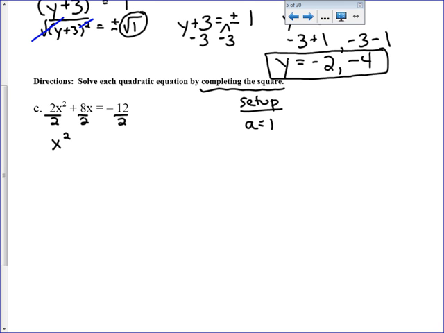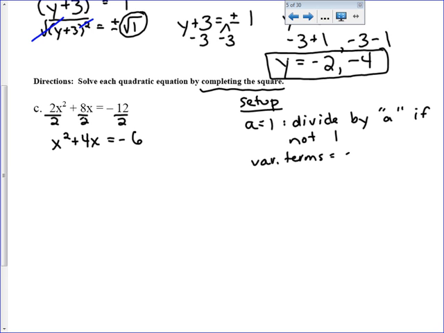So I have x squared plus 4x equals negative 6. So a equals 1. If there's anything to divide by, do that first. So we're going to divide by a if it's not 1. So we had to do a little fix here. Second part of your setup is that we need our variable terms equal to our constant. Do I have that setup met? Yes. So now I'm okay to actually get into completing the square.